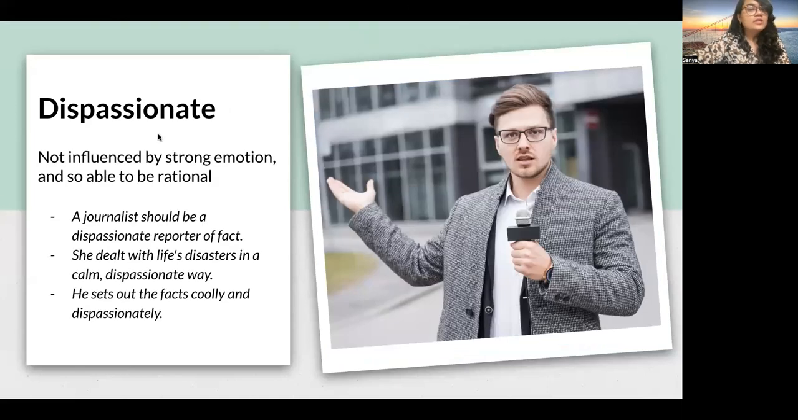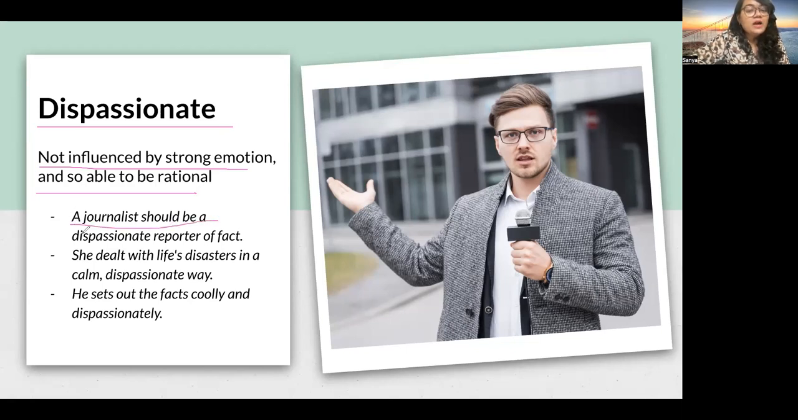Dispassionate, right? Now you clearly know passionate: very influenced by the work they want to do, having strong emotion towards the work. And dispassionate is the opposite, not influenced by strong emotion and so able to be rational. Sometimes when people are too passionate about something, their emotions overcome their decisions and they start acting irrationally without thinking. But people who are dispassionate do not allow strong emotions to overpower their decisions, right? So they are able to think rationally.